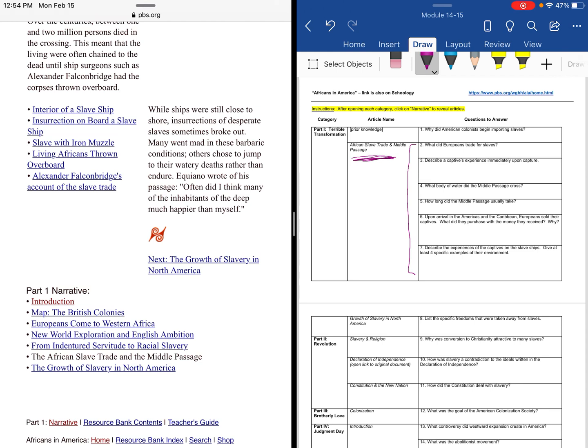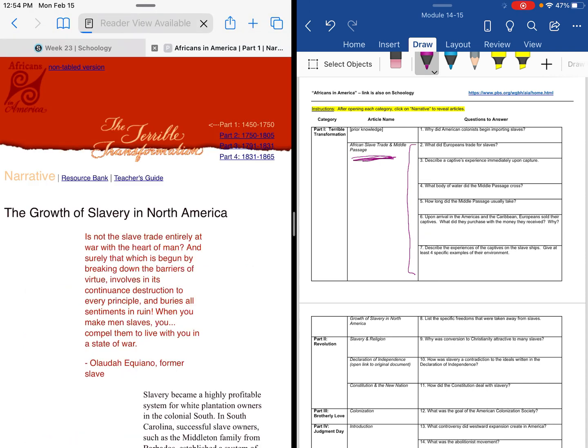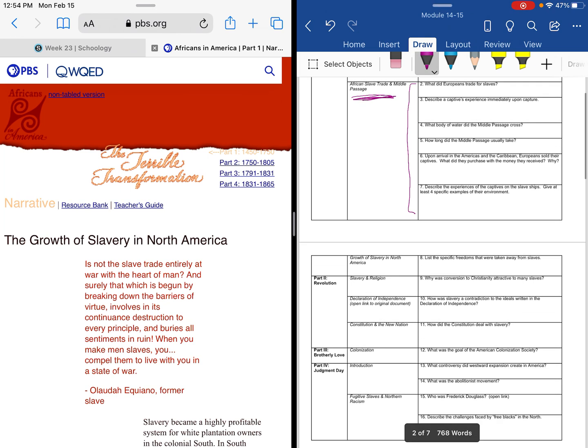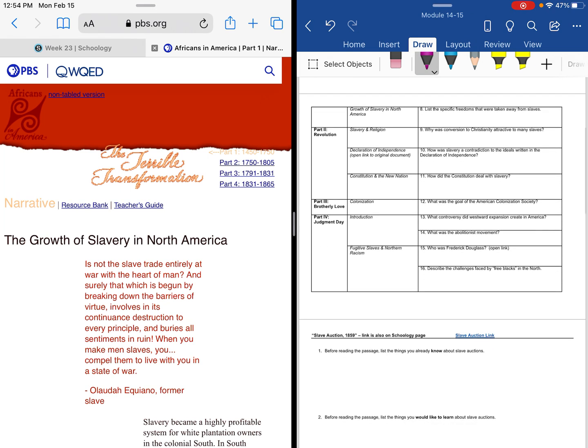All right, that was pretty heavy stuff, and you should have been able to get the information you needed to answer all of the questions so far through number 7. The next article for part 1 is the growth of slavery in North America. So I'm going to go ahead and click on that, and this will give us the answer to number 8. It says to list the specific freedoms that were taken away from slaves.